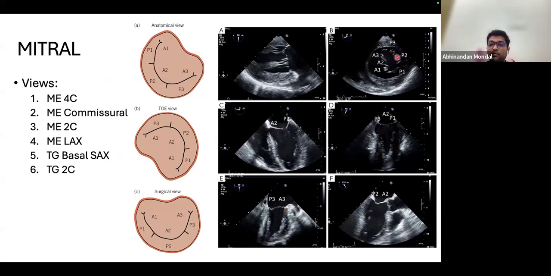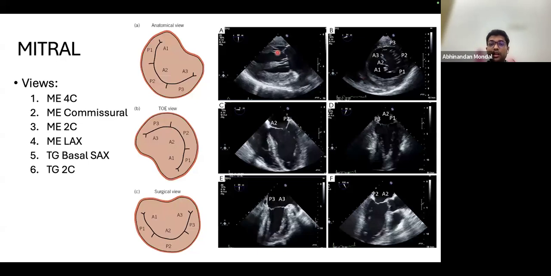It gives you an en-face view of your entire mitral valve. We can do planimetry of the mitral valve, and we can also see all the scallops over here, all six scallops as per the Carpentier classification. And this is a very important view, the transgastric two chamber view.